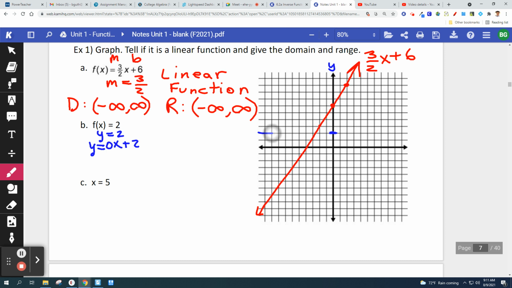A really big tick mark. This is just a horizontal line, all right? And I'm going to go ahead and label this f of x equals 2. But again, it's linear if it has a slope, and you can see the slope right here is 0. And so that's a number. 0 is fine. 0 is a number. 0 is the slope. This is a linear function.